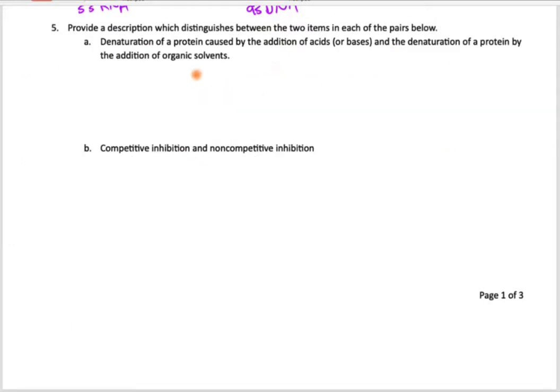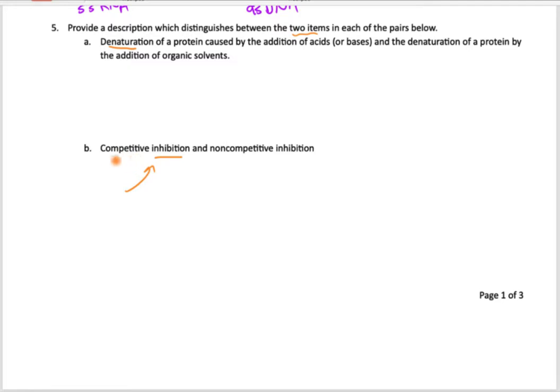Now the next question is dealing with denaturation and inhibitors. Actually, let's do this one because we can pretty much knock the whole thing out in one statement. This one's a little bit more involved, the top one there. And we want just a couple of items to distinguish, in this case, competitive inhibition versus non-competitive inhibition. And if we write a few more than 2, that's fine.